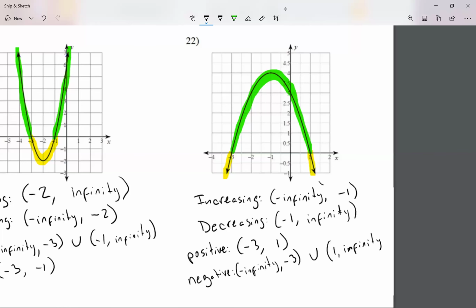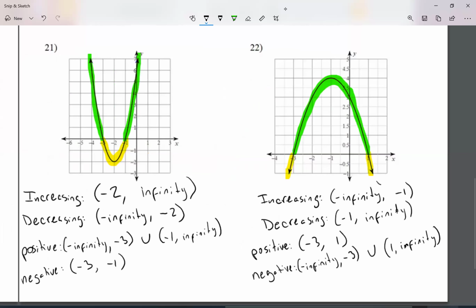infinity. So look, for number 21, I had two intervals for positive and one interval for negative. But look for number 22. I had one interval for positive and two intervals for negative.